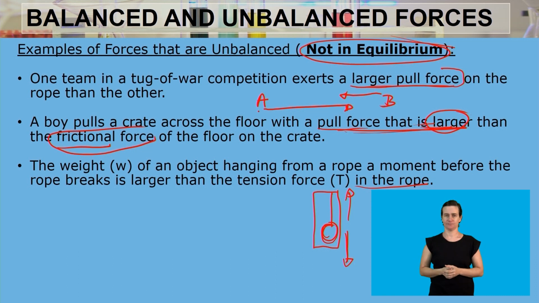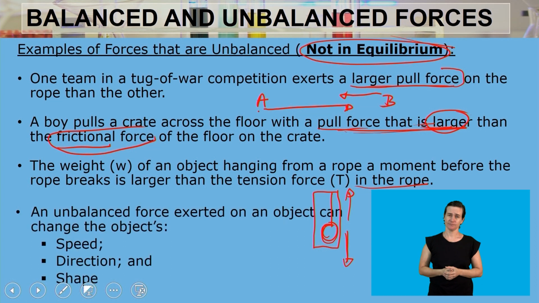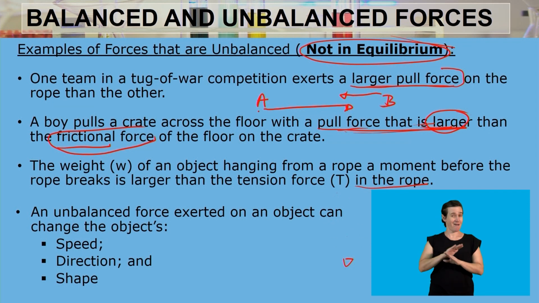So, in conclusion, an unbalanced force exerted on an object can change the object's speed, direction, and shape. If unbalanced forces are exerted on an object, its speed, direction, and shape are going to change. But should the forces be balanced, then the speed, direction, and shape of the object are going to remain the same.